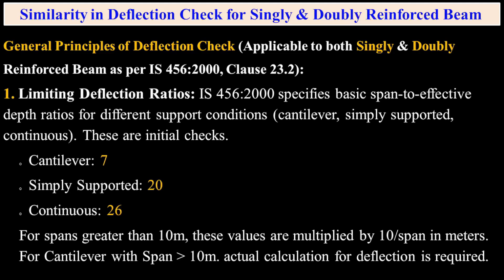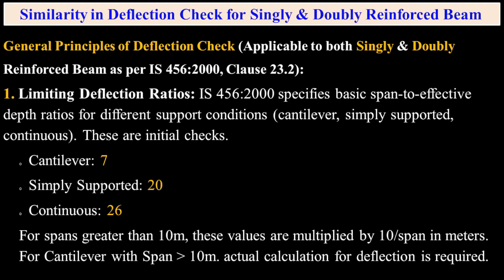The very first, and often initial, check we perform involves the limiting deflection ratios. The IS code specifies basic span to effective depth ratios based on different support conditions. These are: for a cantilever beam, the ratio is 7. For a simply supported beam, it's 20. And for a continuous beam, the ratio is 26.